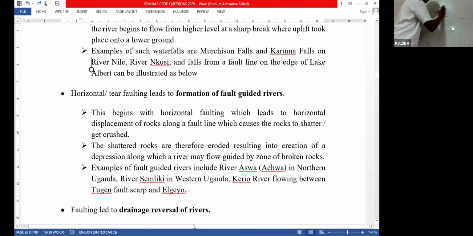Before this, we have this block of land like that. Then there is a river flowing here. The faulting occurs and creates this crack. Then the river comes and carves out a valley out of this crack. So the river follows the valley that was created out of the crack created by faulting. So that's that. Then we go to another one.